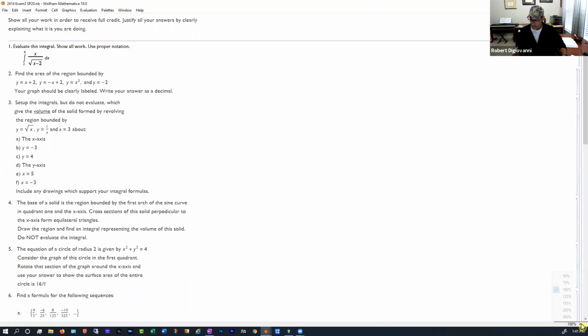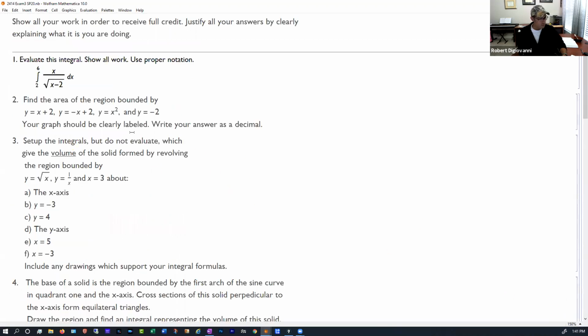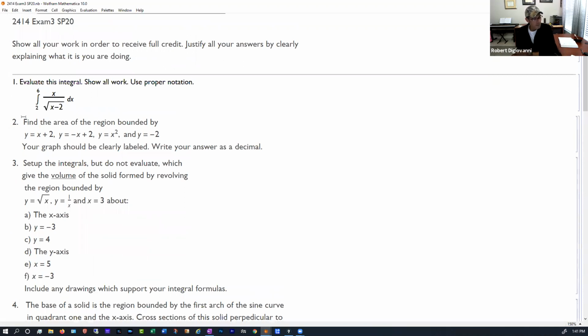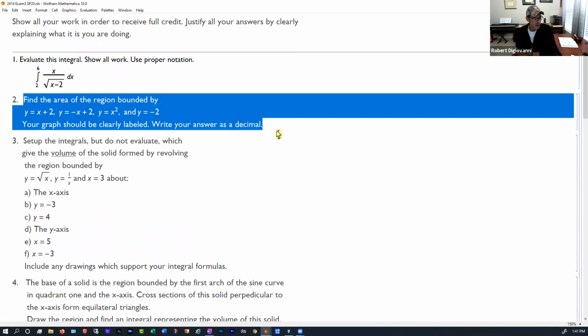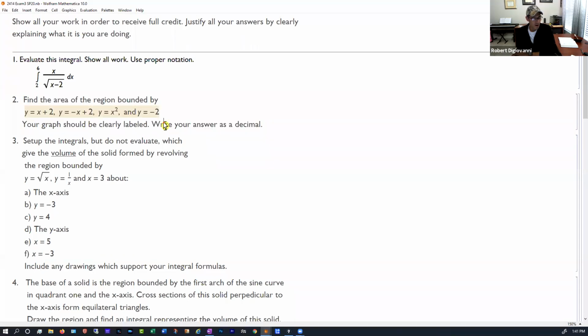Okay, so look, this is an old test. So I gave them an improper integral to start, so I must have not tested them on that. Find the area of the region bounded by these functions, and then write your answer as a decimal.